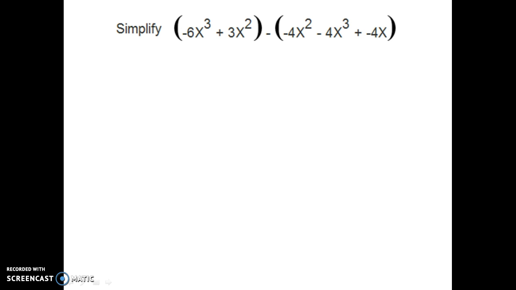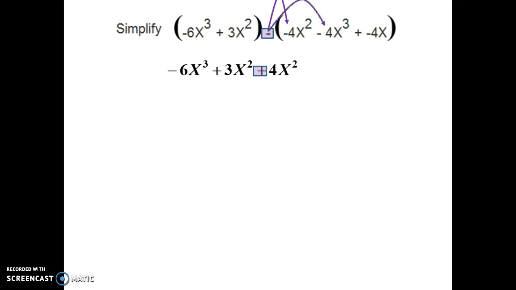to simplify this polynomial. So we are going to take negative 6x cubed plus 3x squared and subtract from that negative 4x squared minus 4x cubed plus negative 4x. So we bring down the contents of the first set of parentheses and then distribute the negative. So we have negative times negative 4x squared, and a negative times a negative is positive. This becomes plus 4x squared.